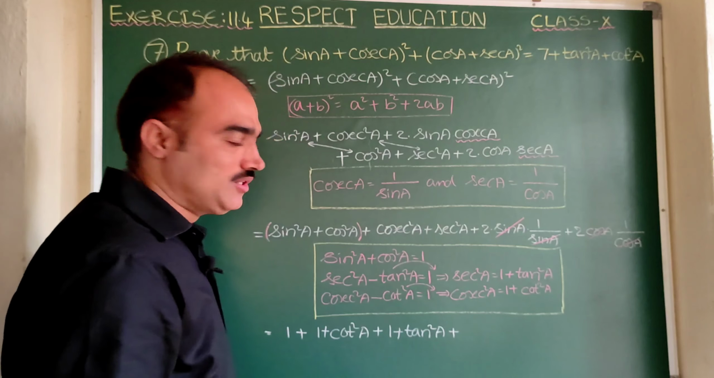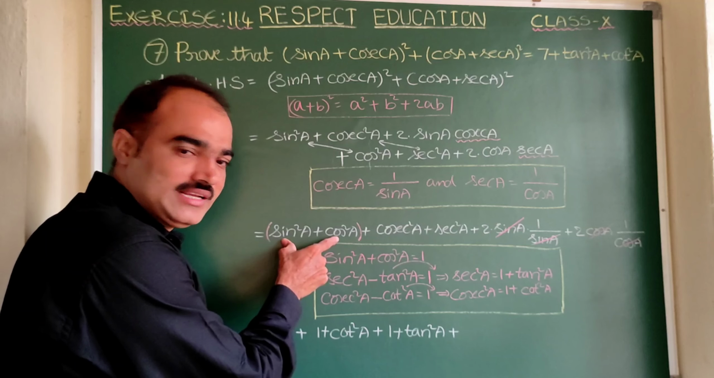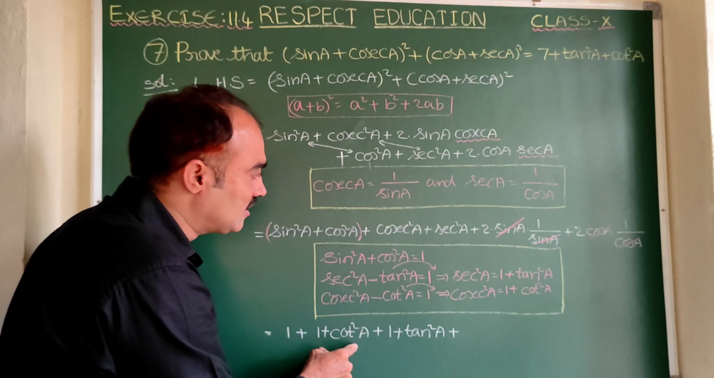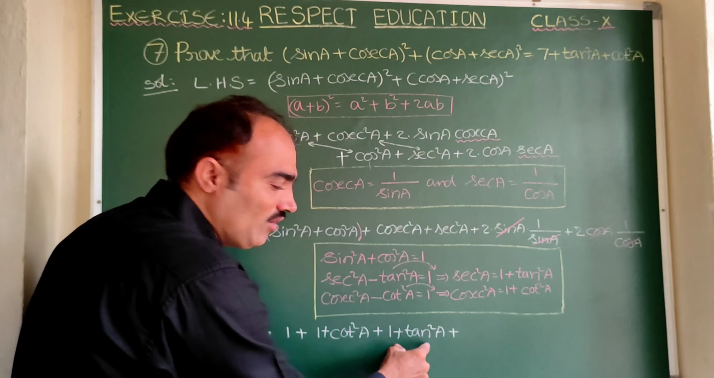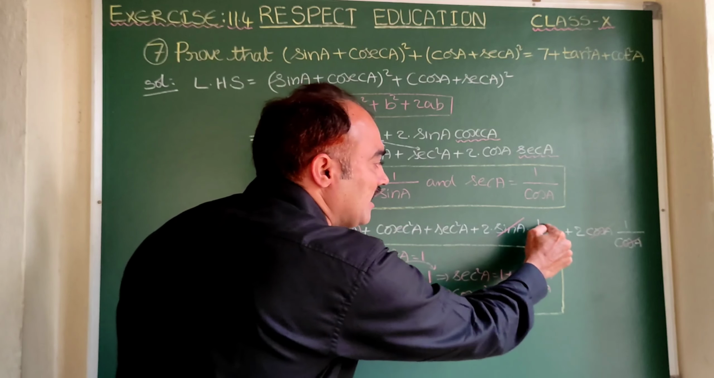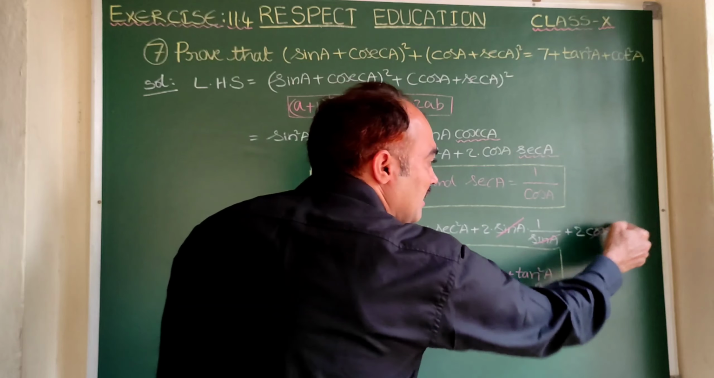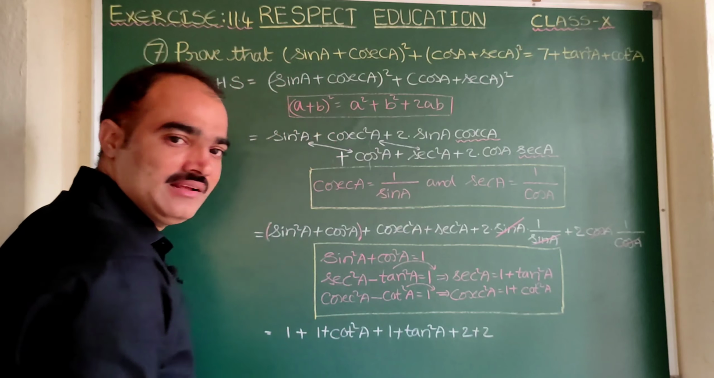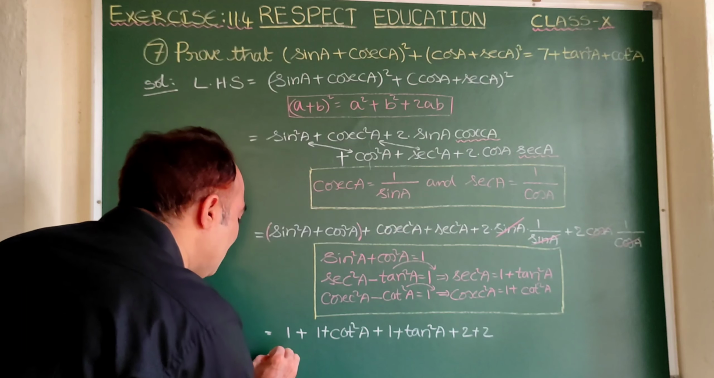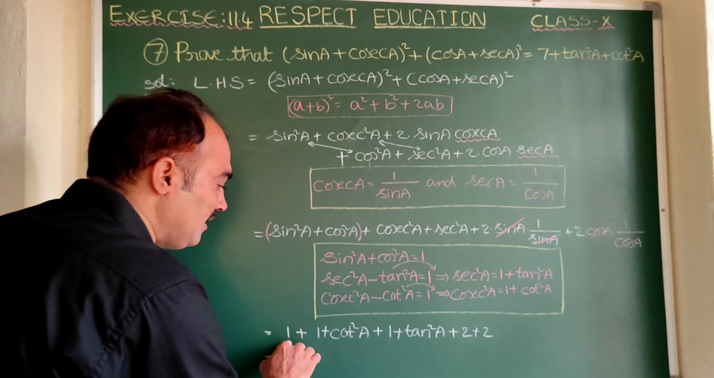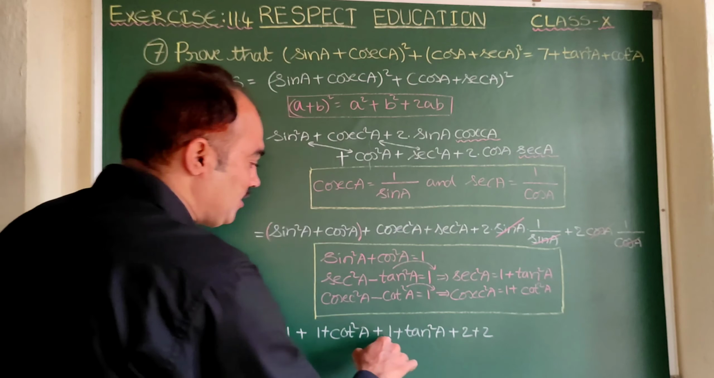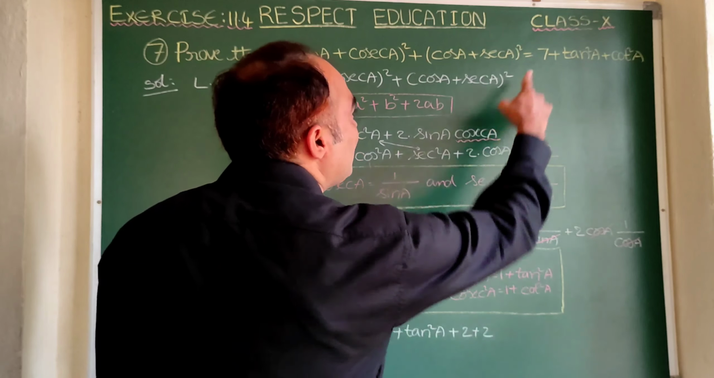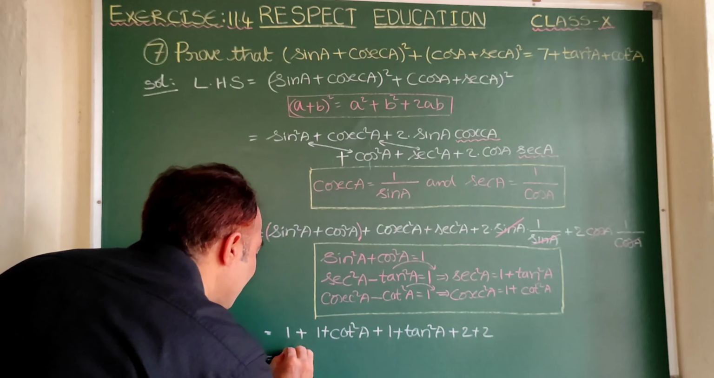Plus, here you observe, sin square A plus cos square A, I have written as 1. Cosecant square A is 1 plus cot square A. Secant square A is 1 plus tan square A. Here 2 1s are 2. Plus here 2 1s are 2. So let us write 2 plus 2. Clear? Now add all the numbers. Here 1 plus 1, 2 plus 1, 3 plus 2, 5 plus 2. Here what is required? 7. Okay, we got 7 here.